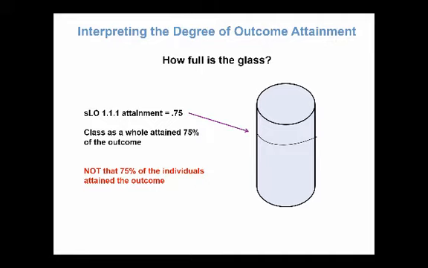So sometimes interpreting that attainment value is asked, and this is the best way to think of it: how full is the glass? If it were completely full, it would be 100%. In this case, it's 75% full, so the outcome attainment is 0.75. And we say that the class as a whole attained 75% of the outcome, not that 75% of the individuals attained the outcome. So this is a class measure.